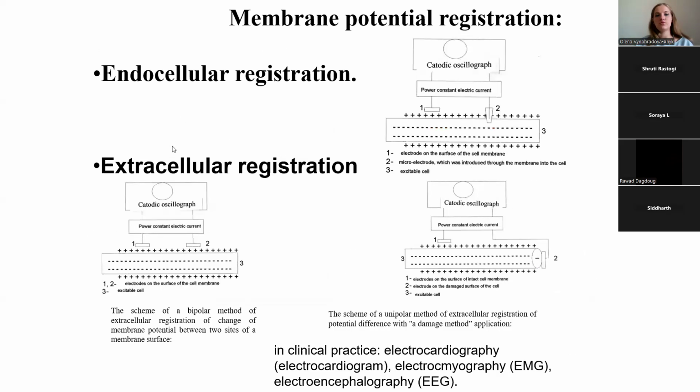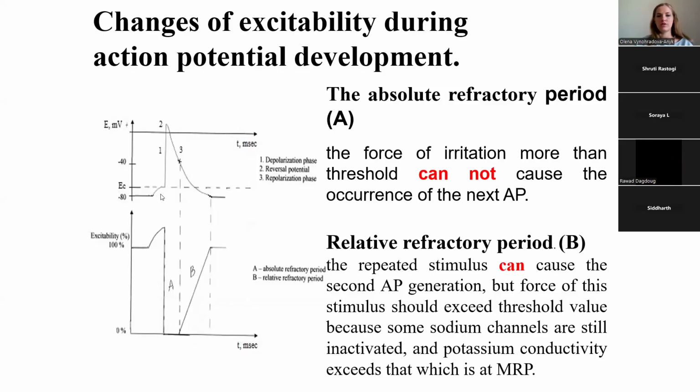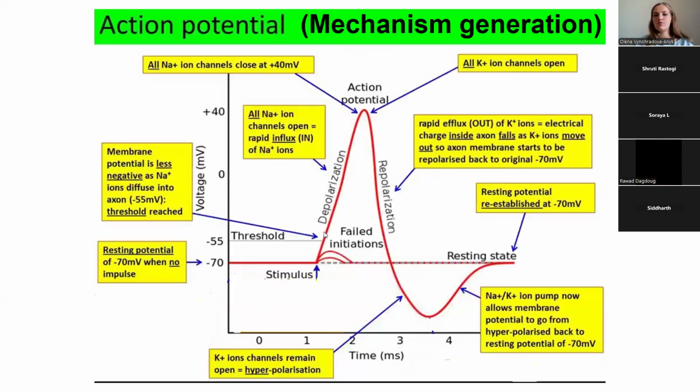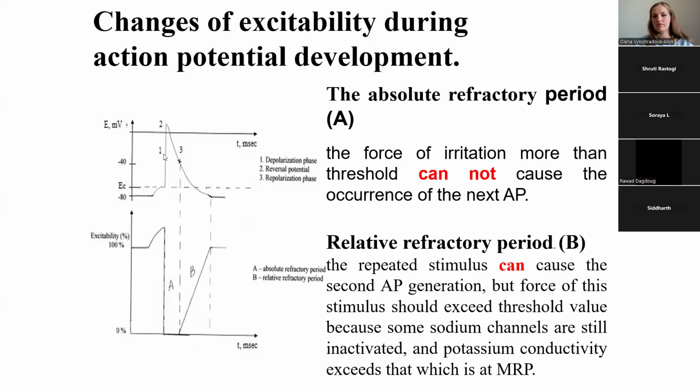According to the scheme, you can see that the absolute refractory period lasts from the moment of depolarization till point 3 on the phase of repolarization. During this absolute refractory period, all sodium channels are either open or inactivated and closed. From the point marked as point number 3, minus 40 on the phase of repolarization, sodium channels turn one by one to the state of rest, and the relative refractory period starts.